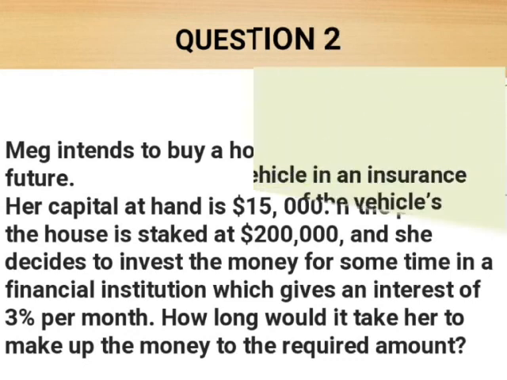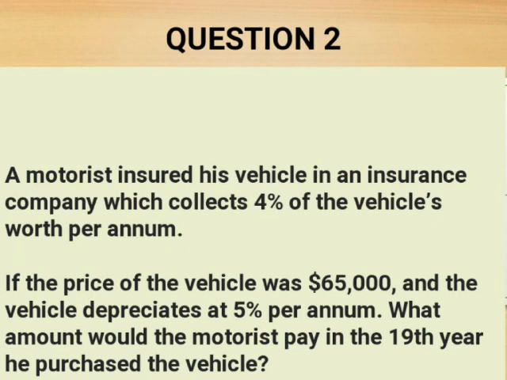Question number 2. A motorist insured his vehicle in an insurance company which collects 4% of the vehicle's worth per annum. If the price of the vehicle was $65,000 and the vehicle depreciates at 5% per annum, what amount would the motorist pay in the 19th year he purchased the vehicle?